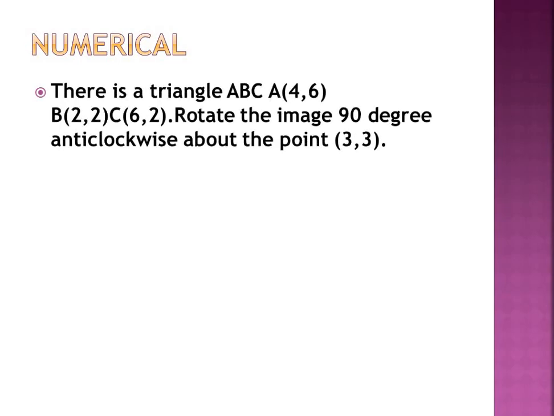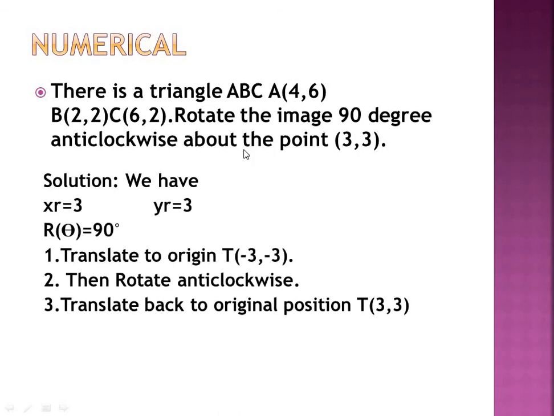Now we will also solve a numerical so the concept will be clear to you. There is a triangle ABC with the coordinates (4, 6), (2, 2) and (6, 2). We have to rotate the triangle by 90 degrees. So the rotation angle is given, the object is given, the direction of rotation is given as anti-clockwise, and the fixed point is given as (3, 3). Since this fixed point (3, 3) is not the origin (0, 0), we have to perform the sequence of operations. So what is given? Xr, Yr here is 3.